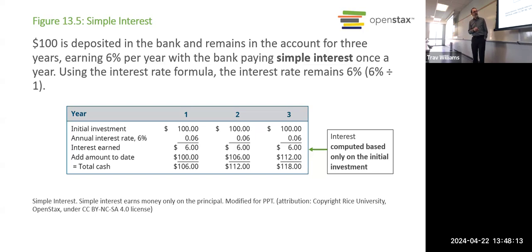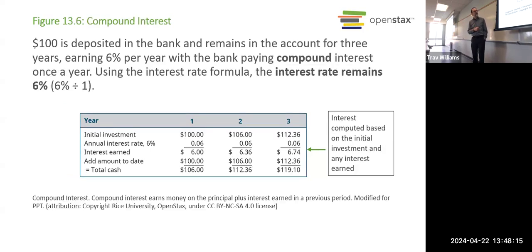On the other hand, if it's compounding interest, you would get 6% the first year. So you put in your $100, you get $6 of interest. But then the next year, you get interest not only on that original $100, but you also get interest on the $6 of interest. So now you're getting interest on your interest. So in year 2, instead of $6, you get $6.36. And then year 3, now you're getting $6.74. So the amount of interest you're getting increases every time.